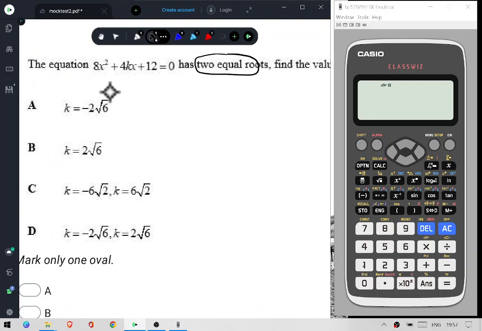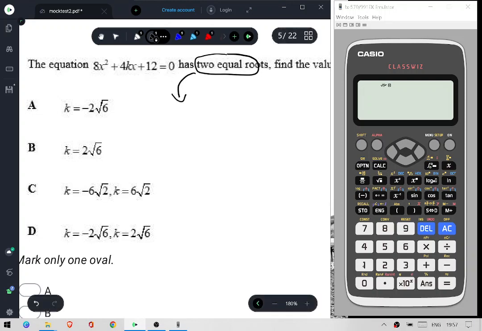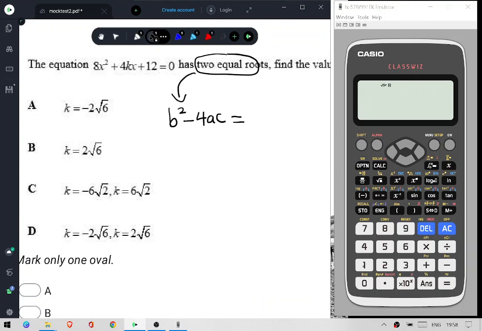So, when we have been provided this information, two equal roots, it means the discriminant. Discriminant or determinant, I forgot the term. Okay, discriminant. Okay, so b squared minus 4ac. You know the formula but forget the name. And then we just substitute.